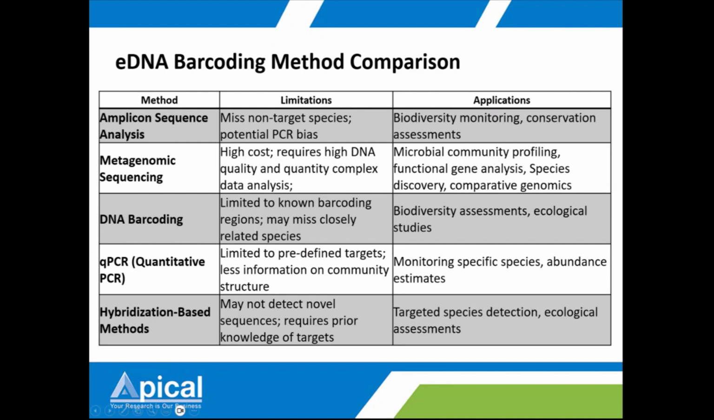qPCR quantitative is limited to the predefined target, with less information on community structure. So you need to know the species that you're working on. Otherwise, you might miss the target you're looking at.